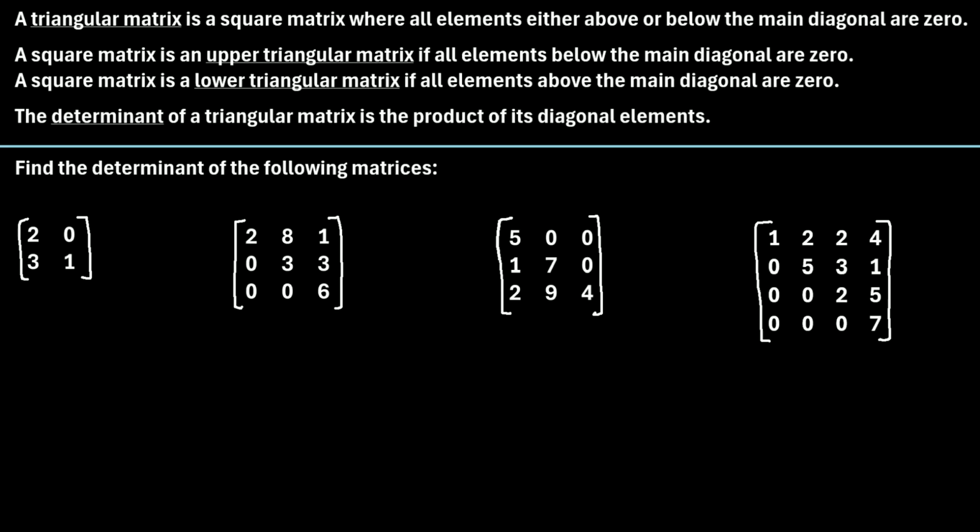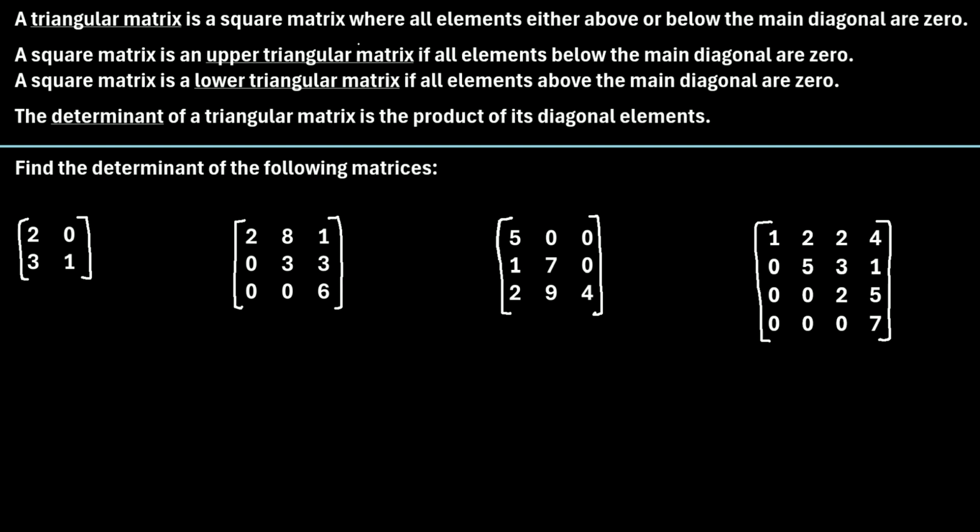In this video, I will explain how to find the determinant of a triangular matrix. So let's start with a couple quick definitions. A triangular matrix is a square matrix. Now remember, a square matrix is simply a matrix with the same number of rows as columns, where all elements either above or below the main diagonal are zero.